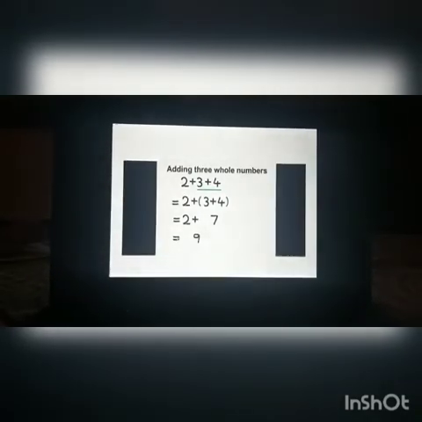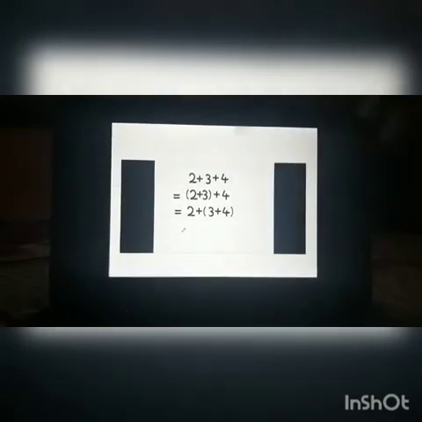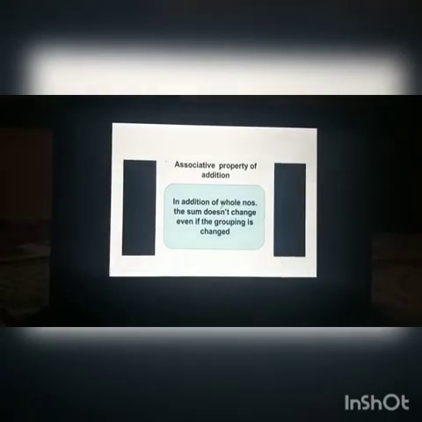Either make the group of first and second number or make the group of second and third number, the answer will be same. So associative property of addition is, in addition of whole numbers, the sum does not change even if the grouping is changed. If you change the grouping, the answer will not be changed in case of associative property of addition.